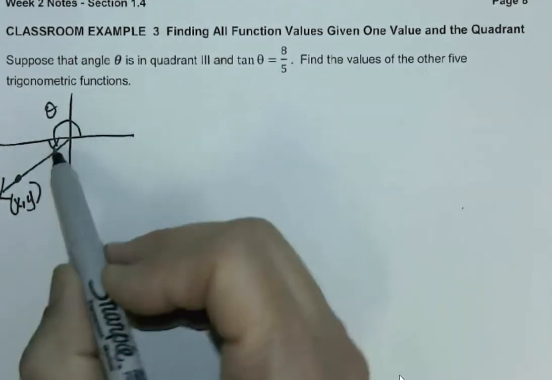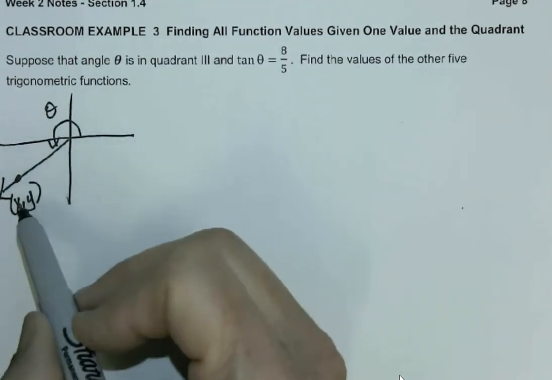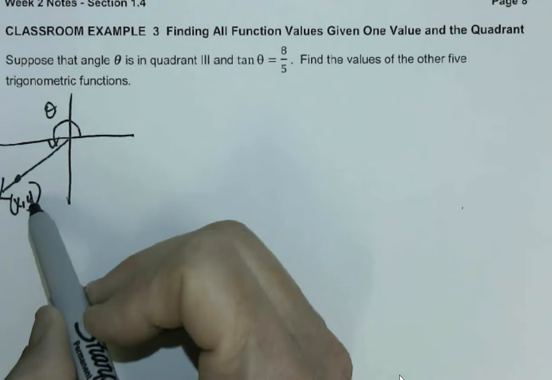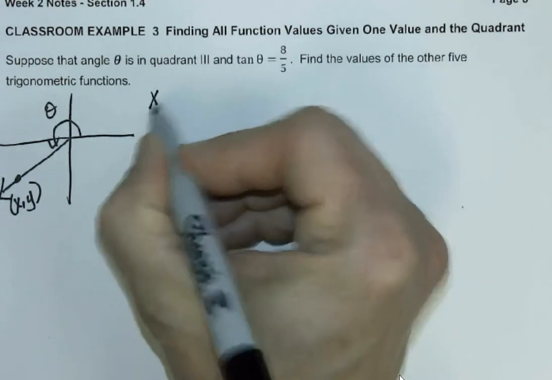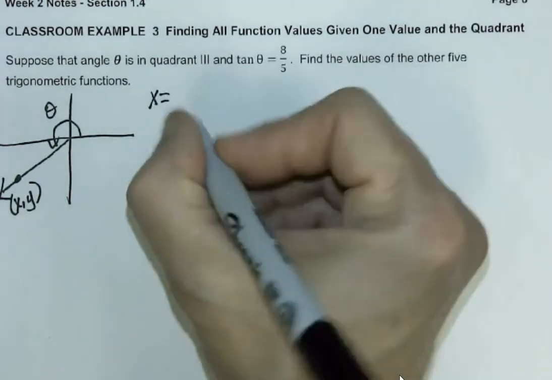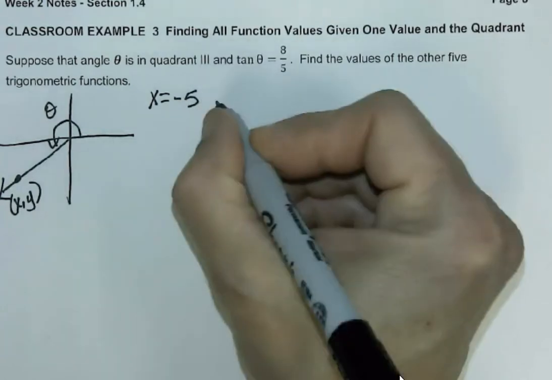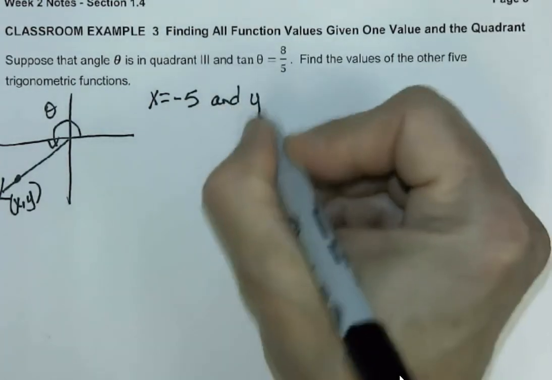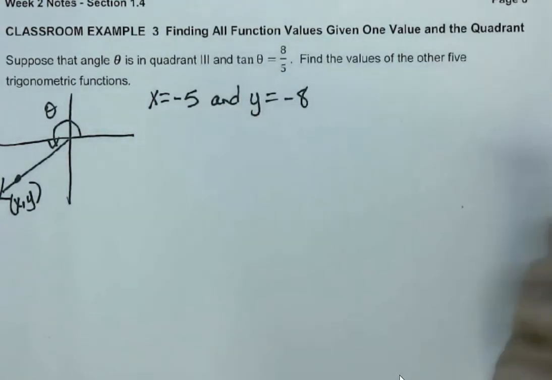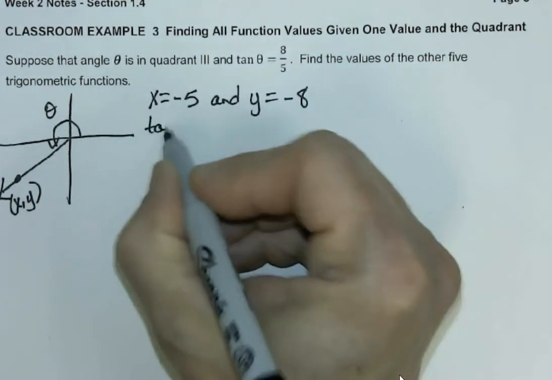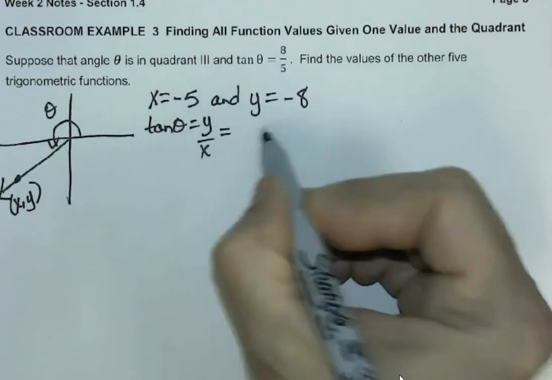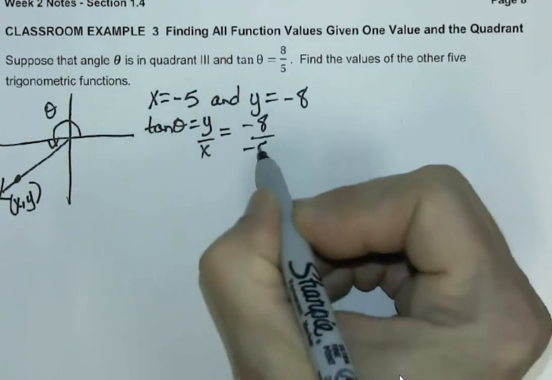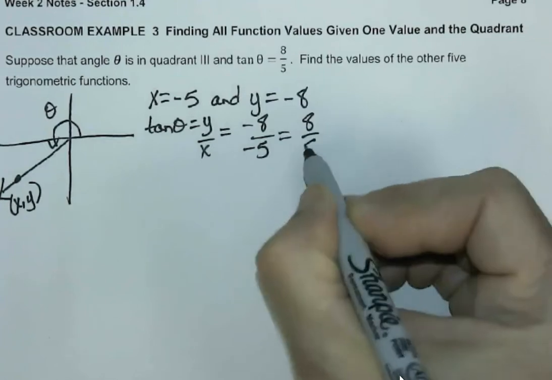Since this is in the third quadrant, that means both the x and the y have to be negative. So one way we could get a tangent value of 8/5 would be if x were equal to -5 and y were equal to -8. Since remember, the tangent of theta is y over x. So that would give us -8 over -5, which would simplify to 8/5.